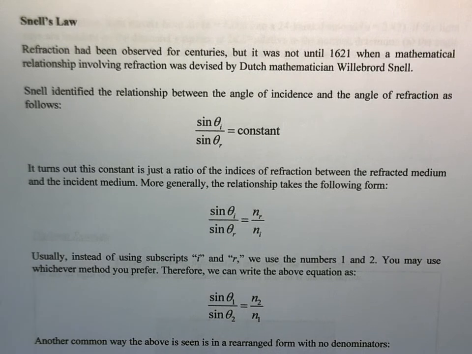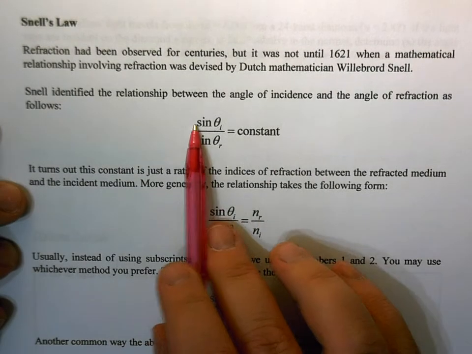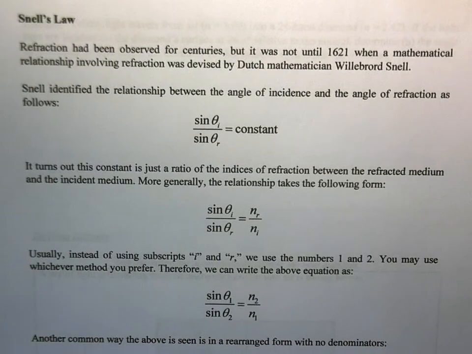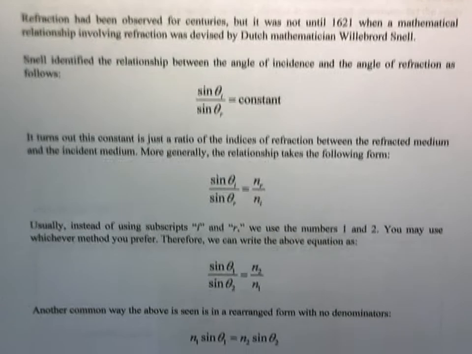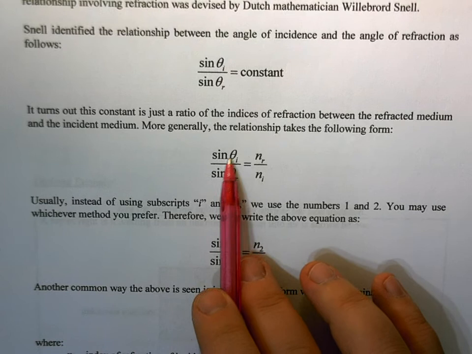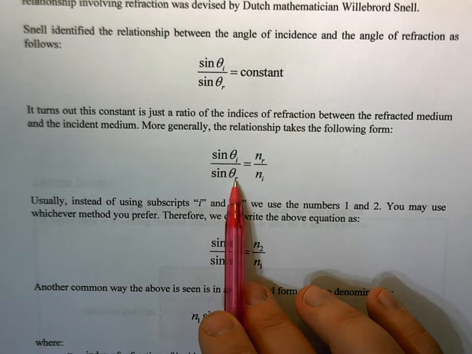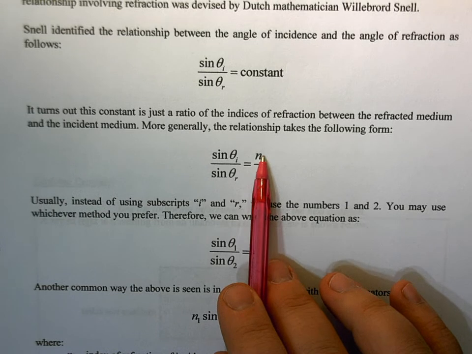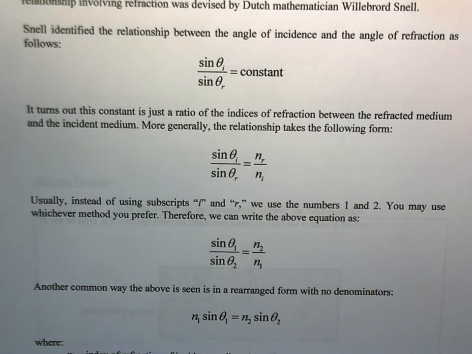So refraction, the mathematical relationship was developed by a Dutch mathematician named Willebrord Snell. And what Snell had figured out, and you don't need to prove this or anything, is that the sine of the angle of incidence divided by the sine of the angle of refraction was equal to some constant value. That ratio of the sine of the incident angle to the sine of the refracted angle was actually equal to the ratio of the indices of refraction for the refracted medium over the incident medium.